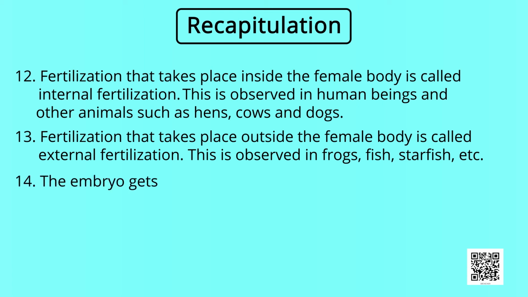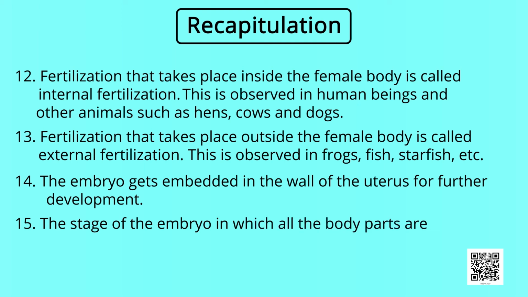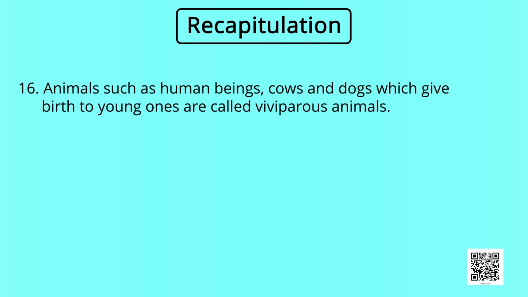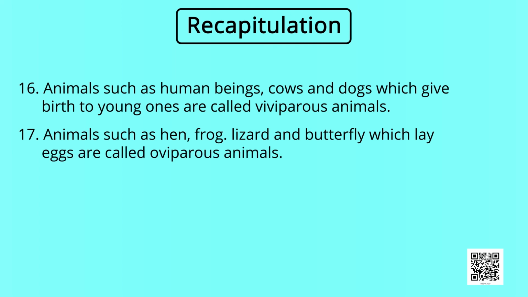The embryo gets embedded in the wall of the uterus for further development. The stage of the embryo in which all the body parts are identifiable is called fetus. Animals such as human beings, cows and dogs which give birth to young ones are called viviparous animals. Animals such as hen, frog, lizard and butterfly which lay eggs are called oviparous animals.